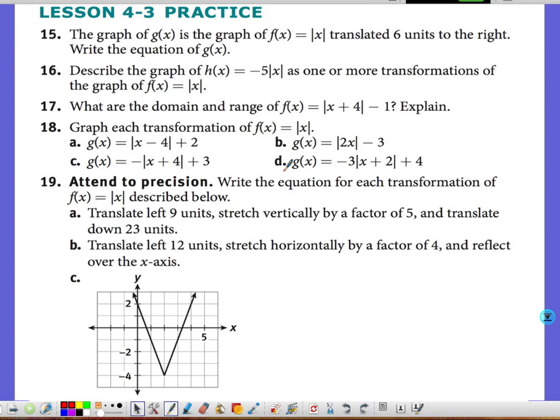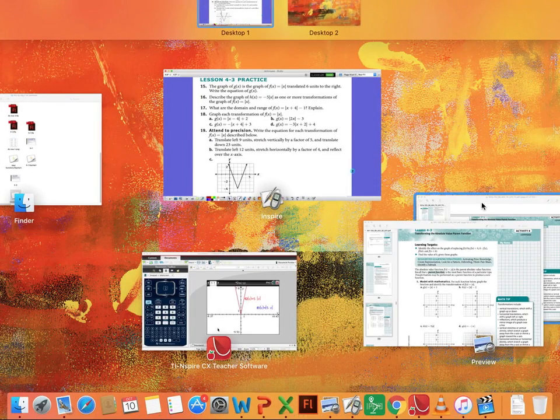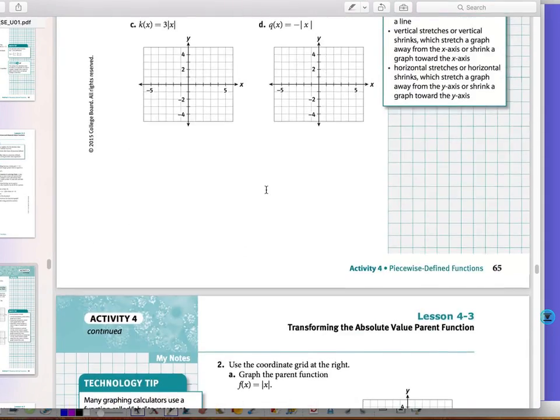Okay, and finally the last thing I had you do was do lesson 4-3 practice 15 through 19. Let's see if I missed anything here.